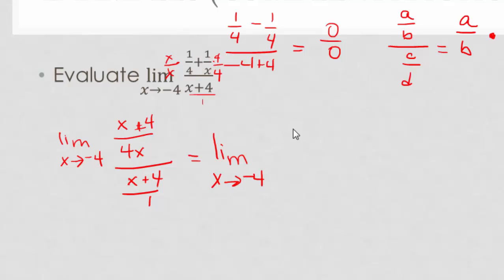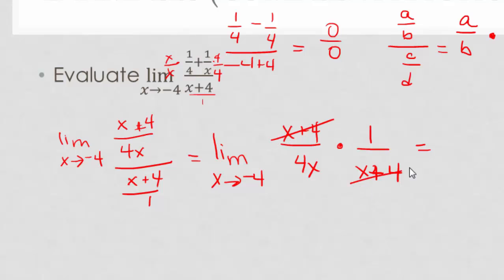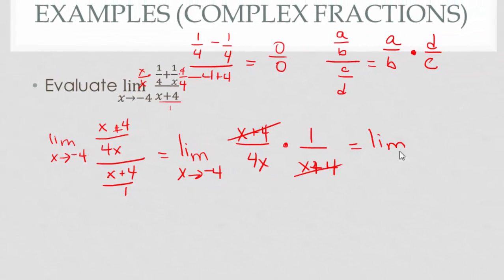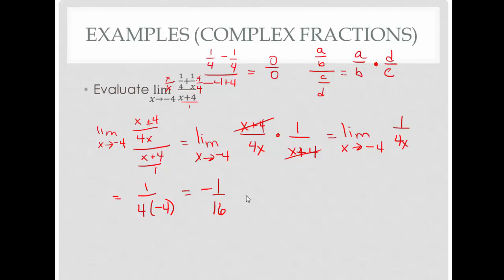So we can go ahead and change this from division to multiplication by the reciprocal of the denominator. That's 1 over x plus 4. And notice something very nice happens for us. There go the x plus 4's. So we're now looking at the limit as x approaches -4 of 1 over 4x, which is a rational function. The only number out of the domain of this rational function is 0, which means we can directly substitute -4 in there. So that's 1 over 4 times -4, which is -1/16. And that's the value of this limit.